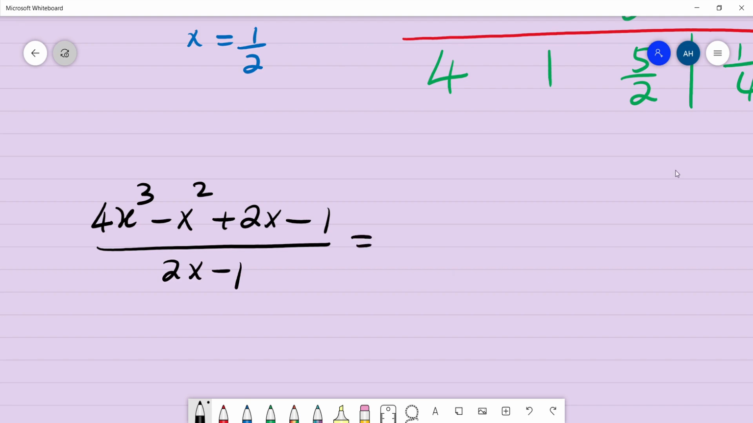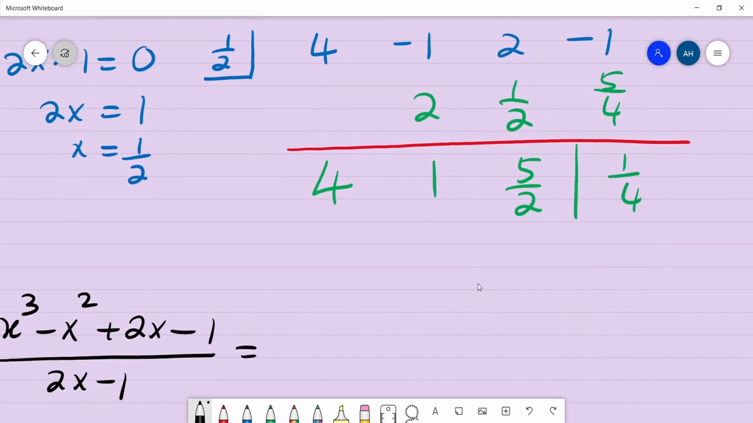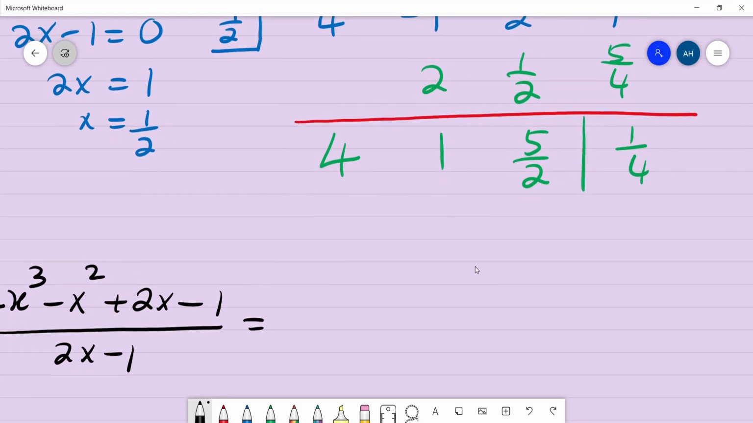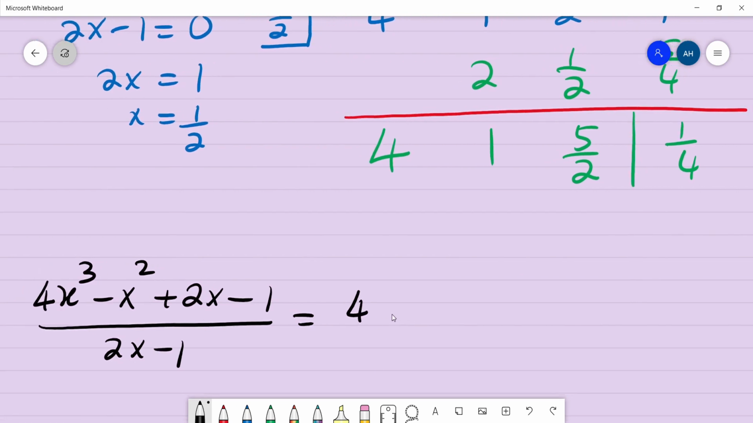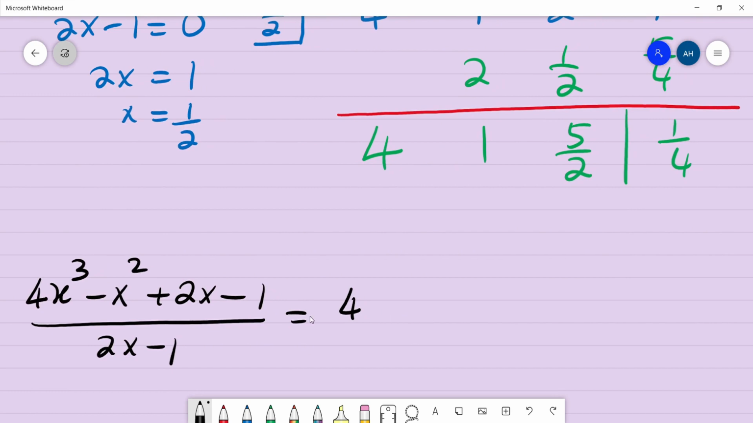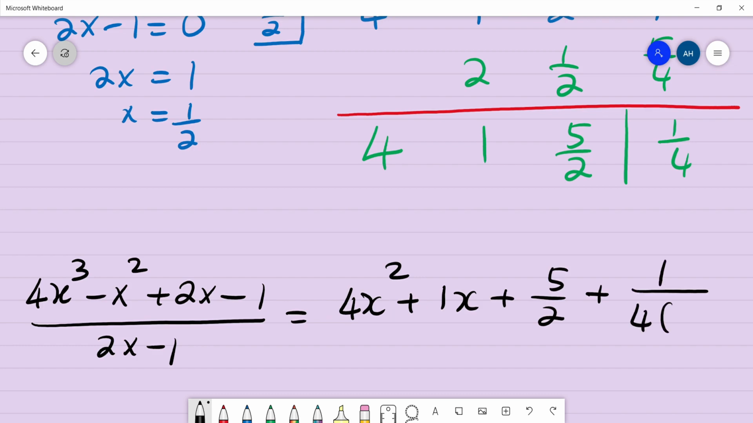Now let's look at our answer from our synthetic division. Here we have 4. This 4 is the coefficient of x squared, because 1 degree less than the degree of the dividend must be x squared. So 4x squared, plus 1x, and then plus the constant term, that is 5 over 2, and then plus the remainder, which is 1 over 4, over 2x minus 1. We can write it down like this.